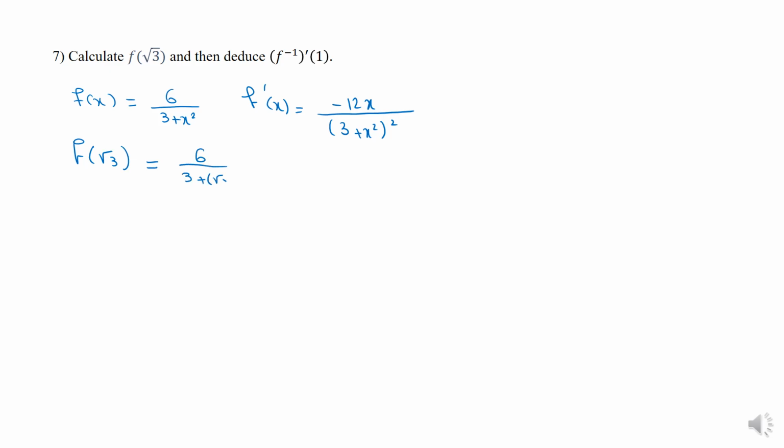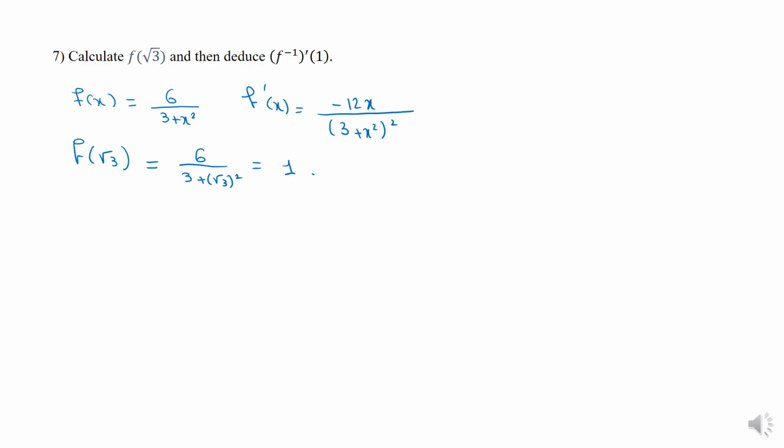Part 7. Calculate f of radical 3 and then deduce f minus 1 prime of 1. Now we have f of x is equal to 6 over 3 plus x squared. f prime of x is equal to minus 12x over 3 plus x squared squared. Now f of radical 3 is equal to 6 over 3 plus radical 3 power 2, which is 6 over 6 equals 1.